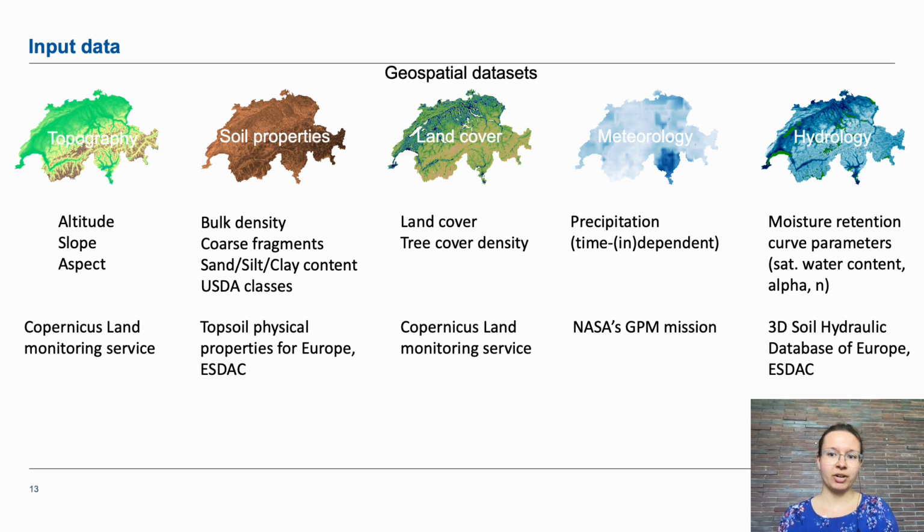This is why we integrate datasets from the domains of topography in the form of altitude, slope and aspect, soil properties in the form of bulk density, coarse fragments, silt, sand and clay content and USDA classes, land cover and vegetation information, meteorology in the form of precipitation, and hydrology through the parameters of the soil moisture retention curve.